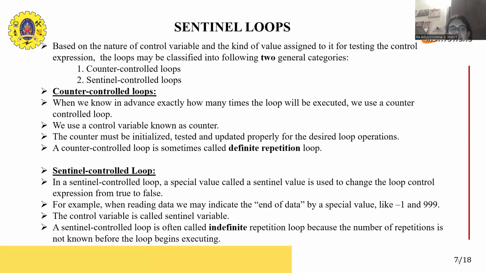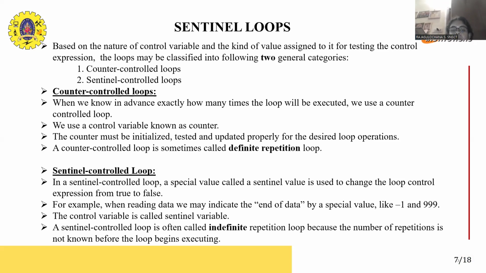There are also loops called sentinel loops. So let us see what they are. Based on the nature of the control variable and the kind of value assigned to it for testing the control expression, we again classify the loop into two types. One is counter control loops and the other one is sentinel control loops. In case of counter control loops, when we know in advance exactly how many times the loop will be executed, we can use counter control loops. Here we use a control variable which we call the counter. The counter must be initialized, tested and updated for the desired number of times to execute the loop operation. The counter control loop is also called a definite repetition loop.